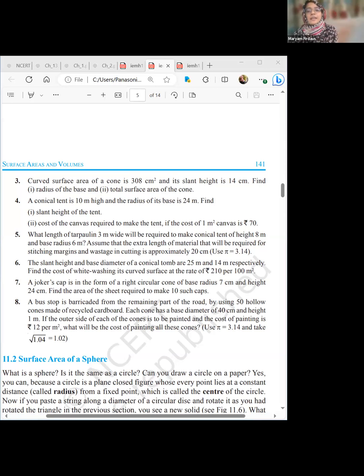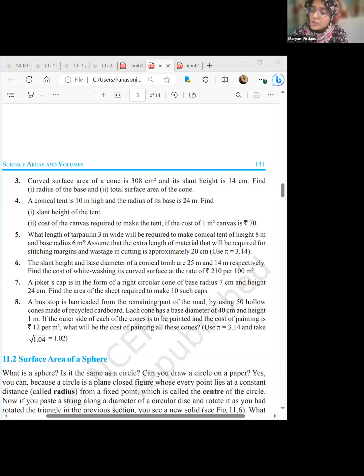That if 6 and 8 is given to you, then immediately it should strike you, okay, the third one is going to be 10. The hypotenuse is going to be 10. And if 5 and 12 is given to you, then immediately it should strike you that the hypotenuse is going to be 13. Okay, so moving on. So the L is equal to 10.